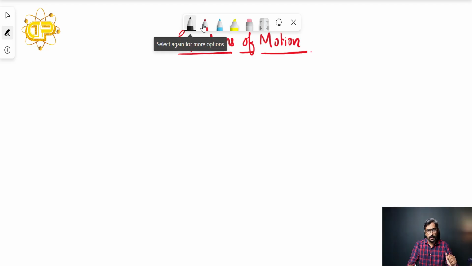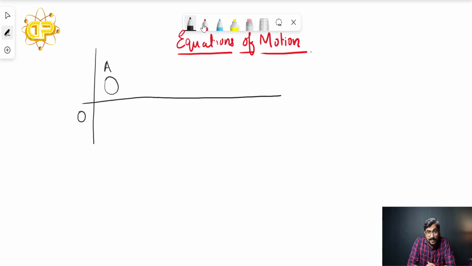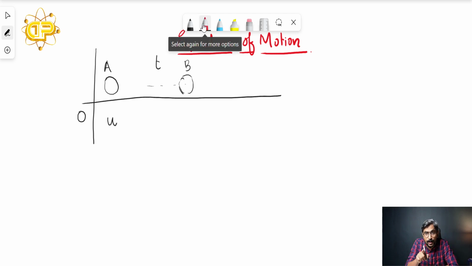So equations of motion, we're starting this topic with a given scenario. Just imagine that you have an object at point A, and the object is placed at the origin O. Now you are initially seeing that object. The object is moving with an initial velocity u, and after some time t the object will reach another point B, and there when you check the velocity of that object, it is having a different velocity. So we say that the object has the velocity v, or we call it the final velocity.